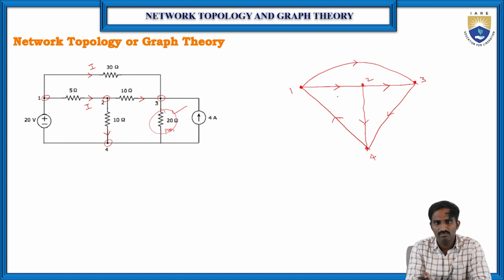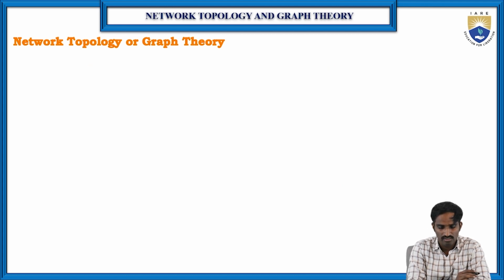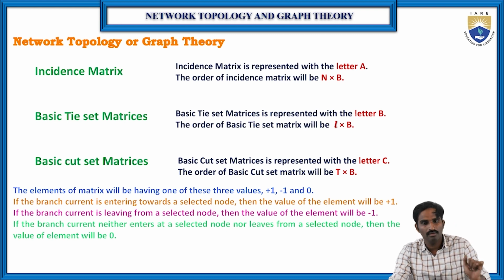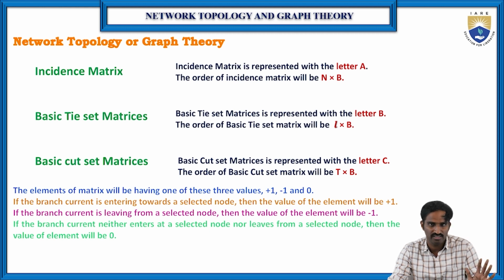Of course, this graph is the same as in the previous case that we considered. So for this particular graph also you will get the same number of trees, which is 5 trees, and again the 5 co-trees that you will get. Next, based on these basics, we are going to write the incidence matrix, as well as the basic tie-set matrix and the basic cut-set matrix. Then how we can form the incidence matrix, basic tie-set matrix and basic cut-set matrix.